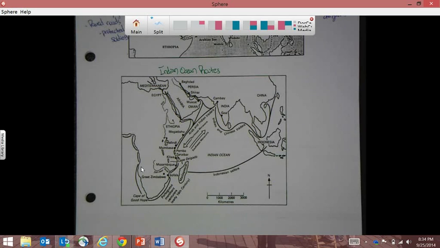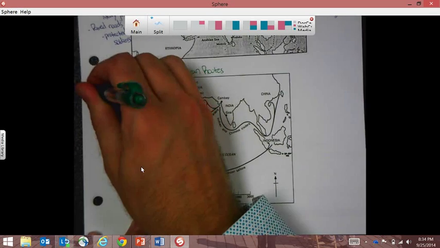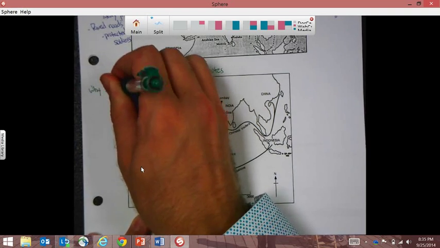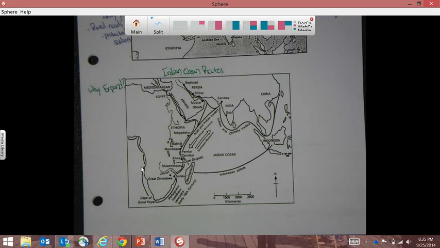So, a couple reasons why these Indian Ocean trade routes develop. Let's stick with our language here. Why do they expand? The first thing is, while the oceans carry their own inherent risks, like drowning and sharks and so on. I hate sharks. I'm so terrified of them.